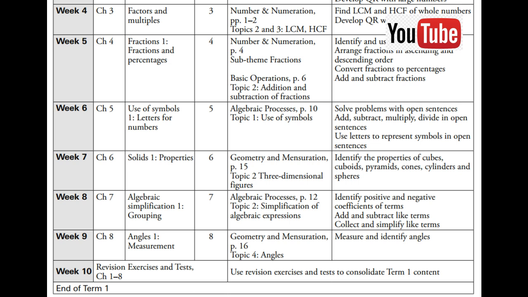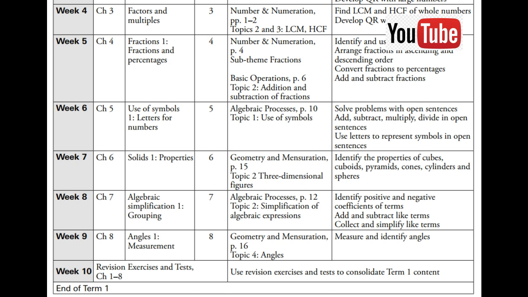So week 7, we're going to look into chapter 6, the solids and their properties, which is geometry and mensuration. We're going to look into topic 12, three-dimensional figures. Our objective is for us to be able to identify and mention the properties of a cube, cuboids, pyramids, cones, cylinder, and sphere. Then we'll proceed to week 8.